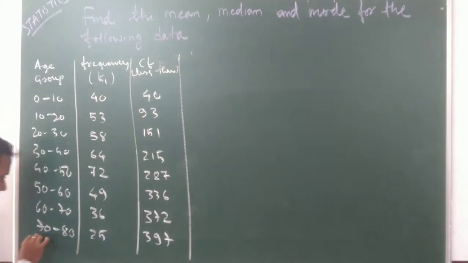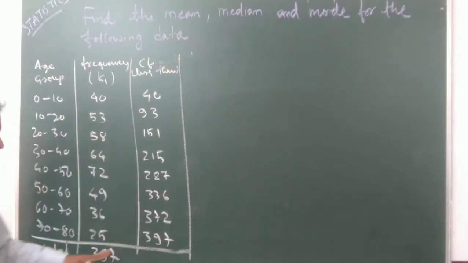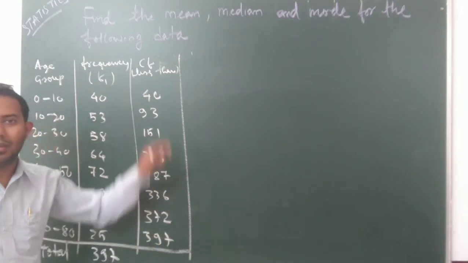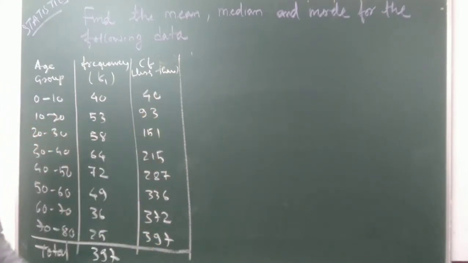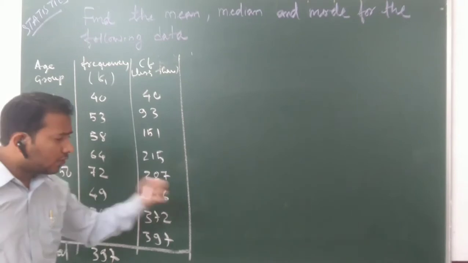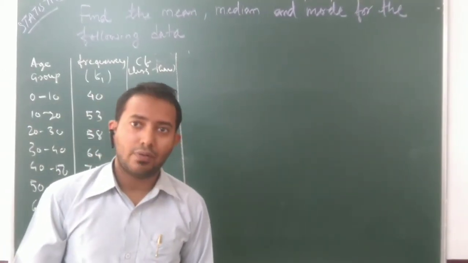That means if I write one more row for the total, summation fi, it must be 397. If you add, you can see that both should match. If it is not matching, that means we made a mistake somewhere in the numerical. Next, these columns we need for the median, and for the mean we need ui fi.